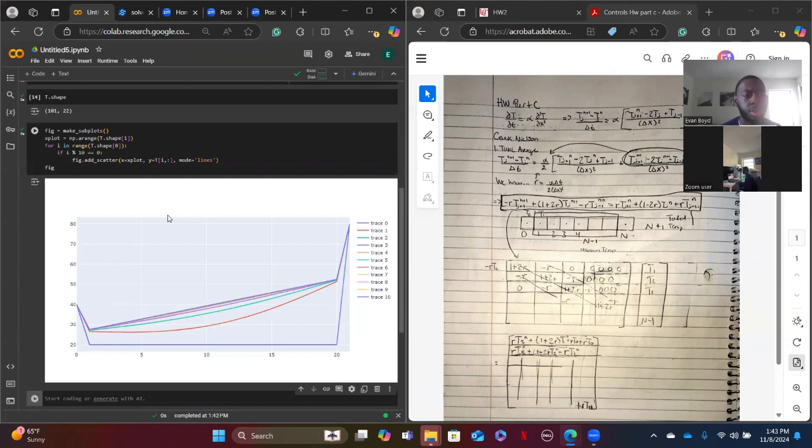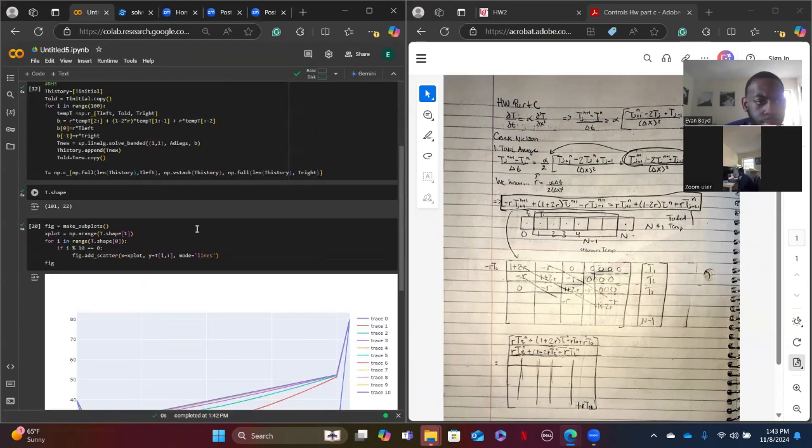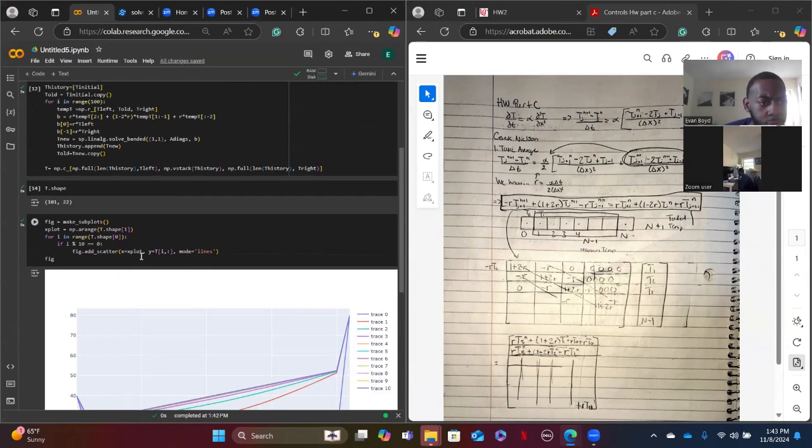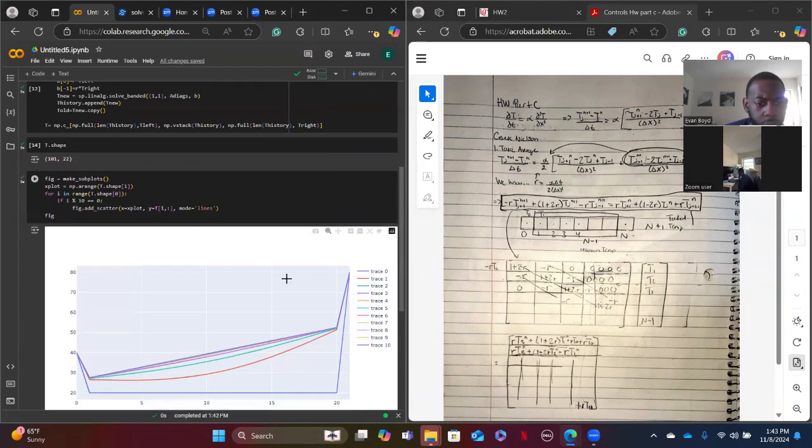Yes, perfect. I think there still is something messed up here because there shouldn't be points. Yeah, there should not be points. Why is there points here? This has to do with the graphing, I guess.